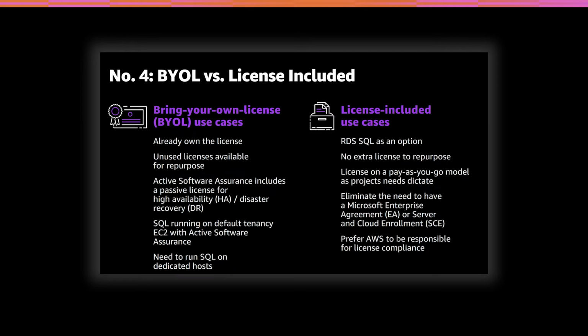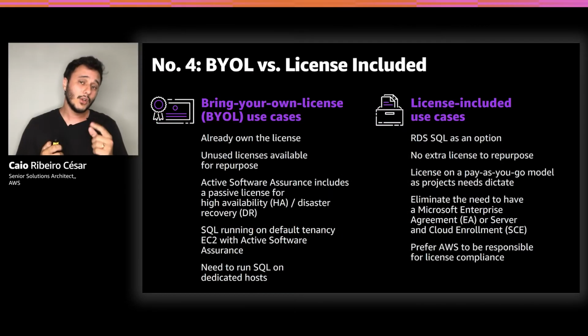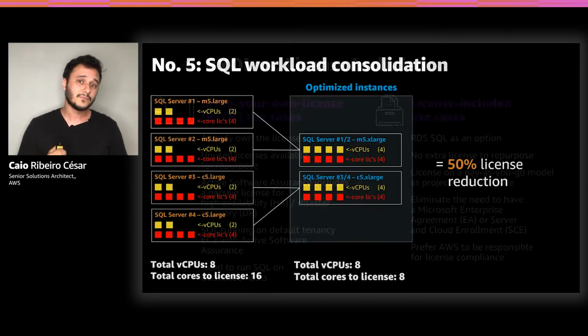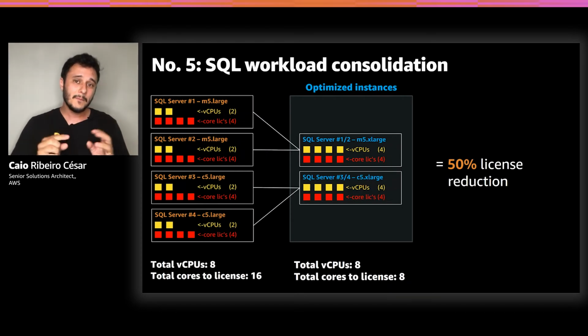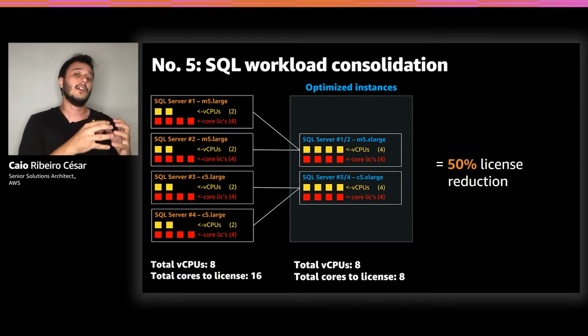Otherwise, run license included with either RDS or EC2 Windows. Let's take a look at number 5. This is maybe one of the most important things when you are migrating your environment to AWS.